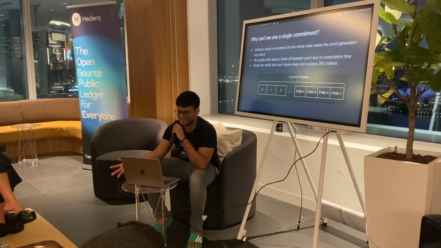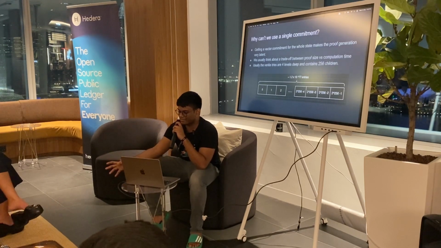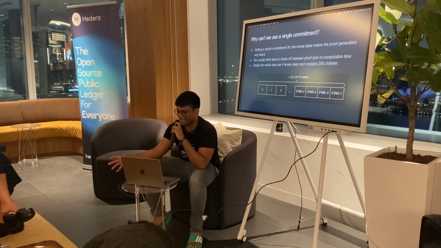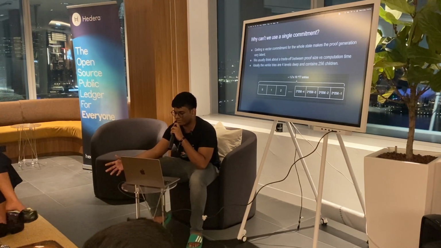Why can't we use a single commitment? Because getting a vector commitment for the whole state makes the proof generation very latent. We usually make a trade-off between proof size and computation time. Ideally, Verkle tries are 4 levels deep and contain around 256 children. So yeah.